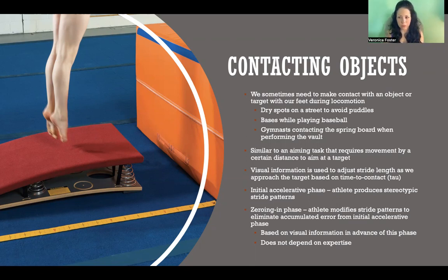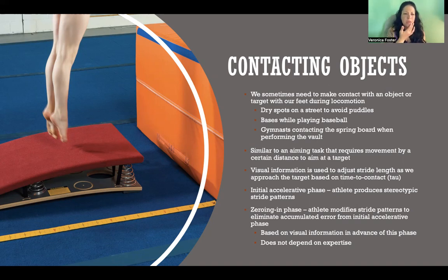Or like in baseball, where you have to make contact with every base as you go around. Or like in our picture here, a gymnast contacting the springboard when performing the vault. So really landing in the right location with the right amount of force. Sometimes we need to make accurate contact during locomotion. It's very similar to an aiming task that requires movement by a certain distance to aim at a target. We use visual information to adjust our stride length based on tau, our estimated time to contact.